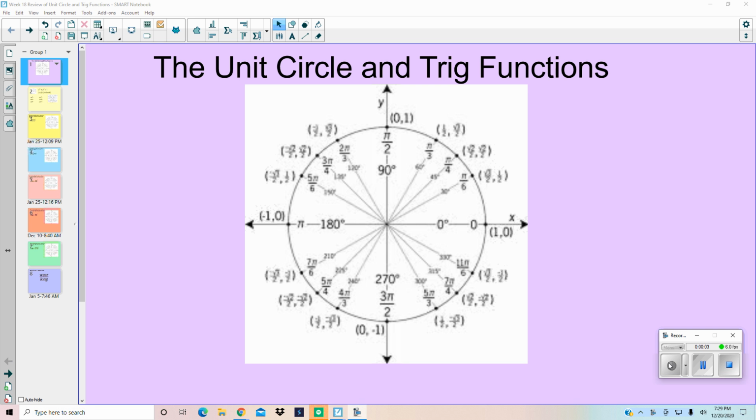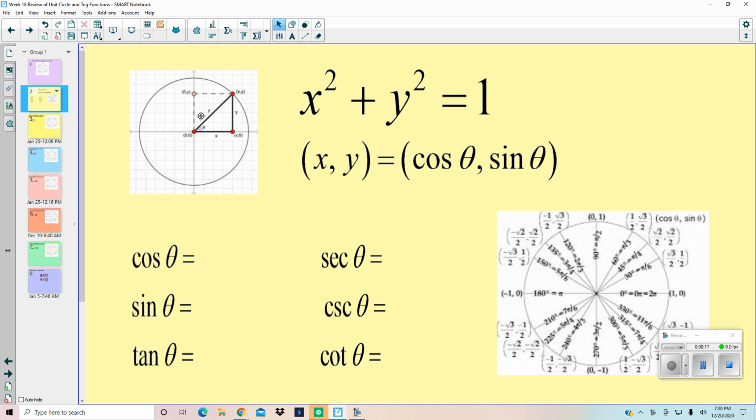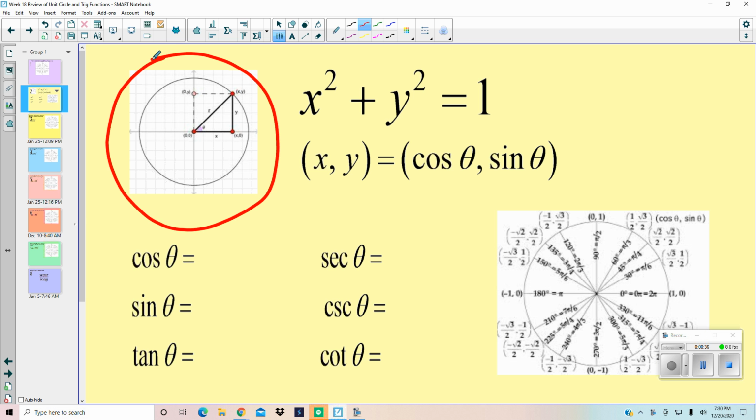Okay, folks, we're going to continue on talking about the unit circle and how the unit circle relates to the trig functions. Sine, cosine, and tangent is what we're going to start out with. So just as a reminder, the unit circle is a circle with a radius of 1, and every point on the unit circle directly correlates to the sine of the angle and the cosine of the angle. Okay, because every point creates a right triangle, as you can see from this diagram here.